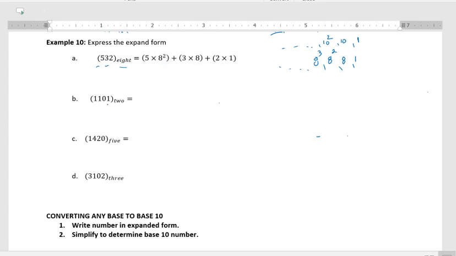So let's try the next one here. So our base is 2. So remember, we're going to have 1, 2, 2 squared, 2 cubed, and so on. So we're going to have a 1 times the ones place. Then we have a 0 times the next one, which is 2. And then we have a 1 times the next one, so that would be 2 squared. And then the last one would be a 2 cubed.